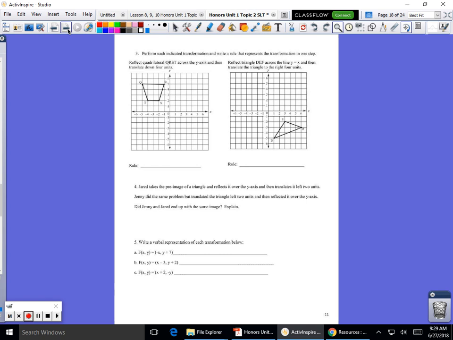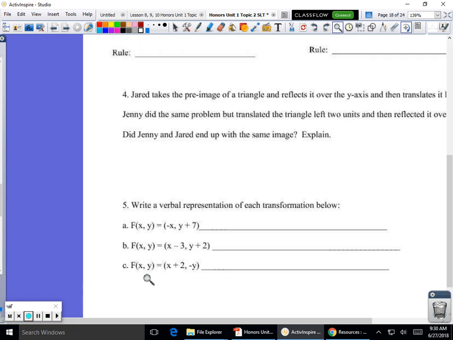So here it's more practice. It's just telling you to reflect across the y-axis and then translate down 4 units, and what's the rule. All right, here you have write a verbal representation of each transformation below. So what happened? There were 2 transformations, but what happened? Tell me what happened.